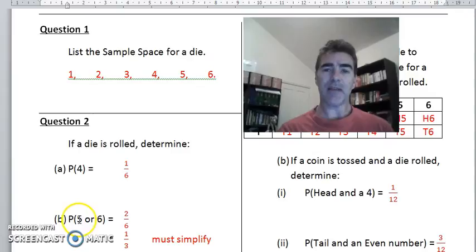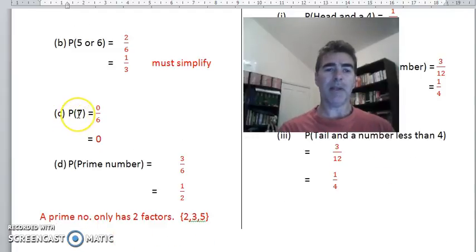The probability that it will land showing a 5 or a 6, there's one 5 and one 6. So there's 2 possibilities out of the 6 in the sample space, so 2 out of 6. But remember, we must always simplify our fractions, so that comes down to 1 on 3. For part C, the probability that the die will land showing a 7, well, there's no 7s out of the 6 possible outcomes on a die, so that's an impossible event, so the probability is 0.